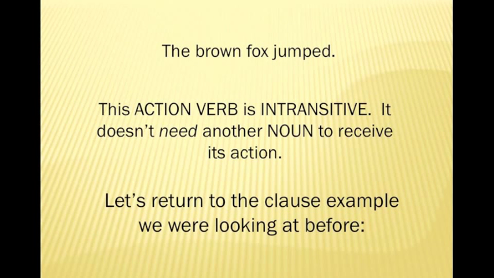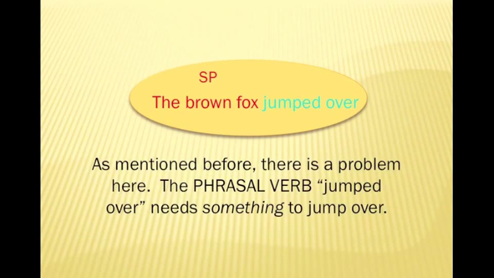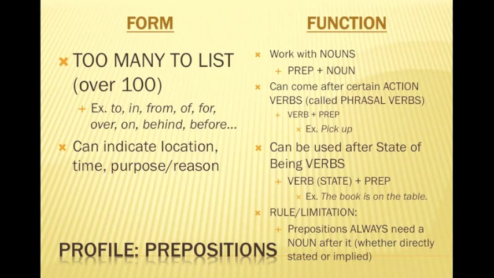Now, let's return to the example we were looking at before, which was adding back the word over. The problem here is that the phrasal verb jumped over needs something to jump over. One reason for this is that the phrasal verb, jumped over, contains a preposition. And as we stated in our profile, prepositions always need nouns. We stated earlier that these are called phrasal verbs, but now we're starting to understand that. And the fact that prepositions always need a noun, in this case, tells us that it's definitely not complete.